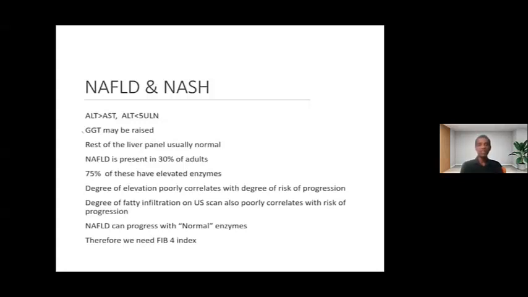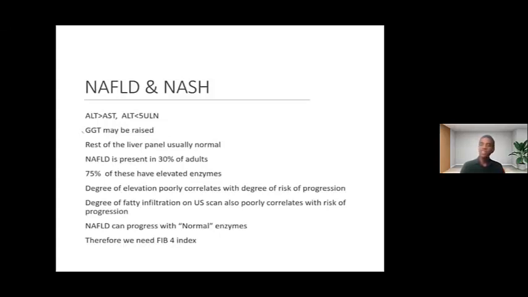So it is always, as I told you, ALT more than AST. Very rarely does the ALT exceed 5 times the upper limit of normal. So it is usually less than 200. If you see a patient who has an ALT of 500, it's a bit unlikely to be non-alcoholic steatohepatitis. The gamma GT may be raised because it's a marker of endothelial dysfunction.